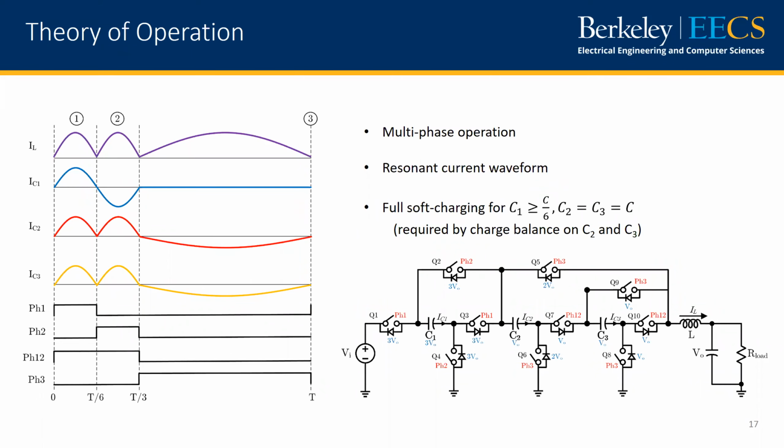Yeah, I had a question, Rose. In mode 3, when IC1 goes to 0, both C2 and C3's current has been reversed. So can you just elaborate on mode 3?